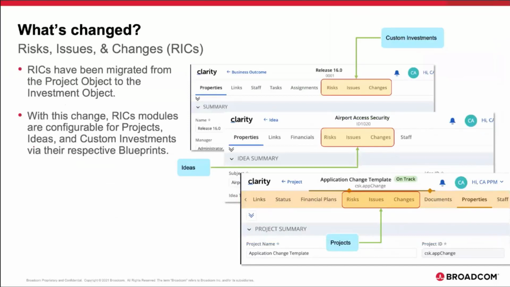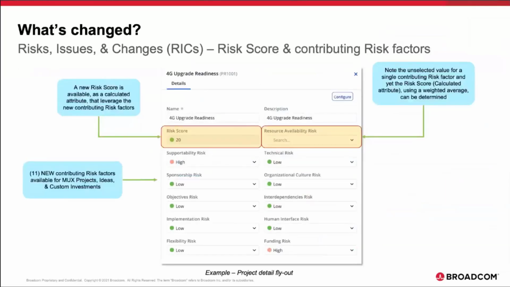Starting with risk issues and changes, as I mentioned, risk issues and changes have been migrated from the project object to the investment object. With this change, these modules are configurable for either projects, ideas and custom investments via their respective blueprint. With this change, a new risk score is available as a calculated attribute that leverages new contributing risk factors. There are 11 new contributing risk factors that are available for modern UX, projects, ideas, and custom investments.